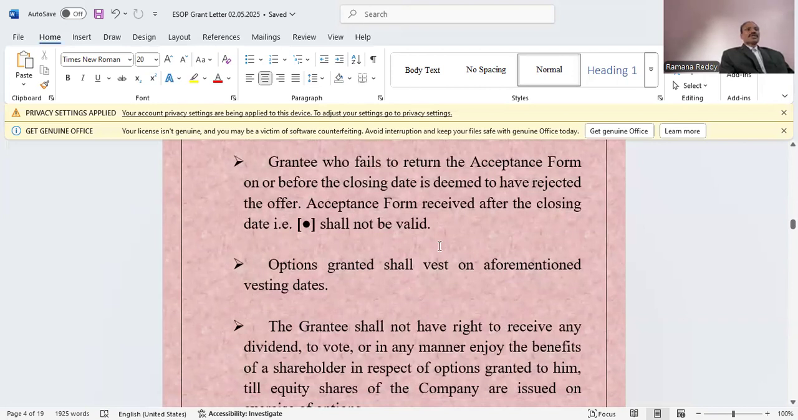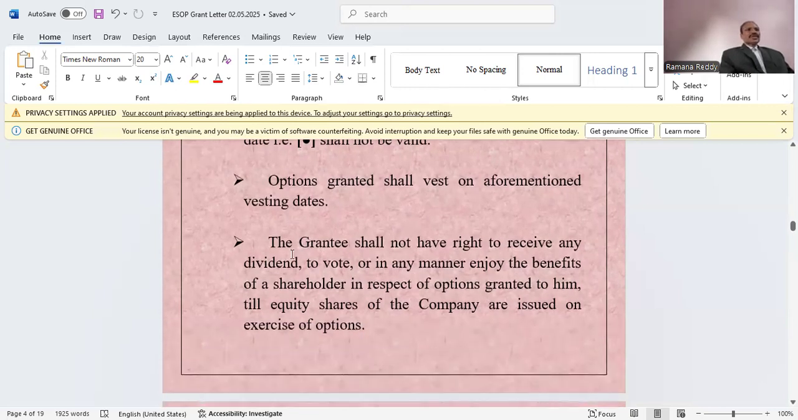Grants will be lapsed. So options granted shall vest on aforementioned vesting dates. So whatever the vesting dates mentioned in the offer letter, as per that, the options granted shall vest. So the grantee shall not have a right to receive any dividend. So this is only a grant letter only. This is not giving the right of dividend. No vote, no dividend until unless exercise, until unless shares allotted.